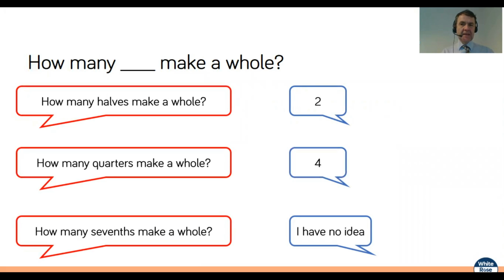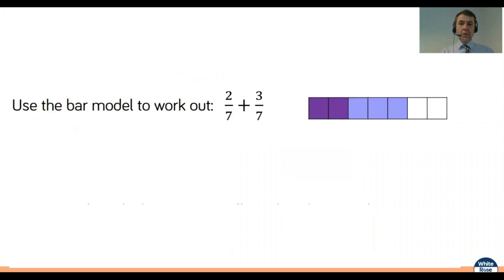Many of them have no idea and can't make the link to this abstract fraction, sevenths, that they don't see very often, the way that they see halves and quarters in everyday life. They don't understand the structure of fractions and that sevenths means 7 equal parts in the whole. So one way of supporting this is through bar models.